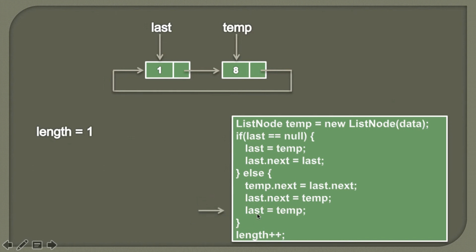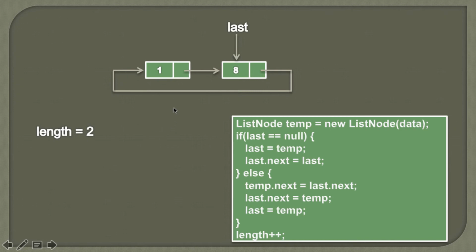in the last step we are simply assigning value of temp to last. We are doing this step because we have inserted the node at the end of a circular singly linked list, and we know that we are keeping track of this last pointer. So after this temporary node is inserted into the circular singly linked list, this becomes the last node. Therefore we need to assign the value of temp to last, so that last refers to the last node of a circular singly linked list. So it would look something like this. In the final step we'll simply increment the length by 1.